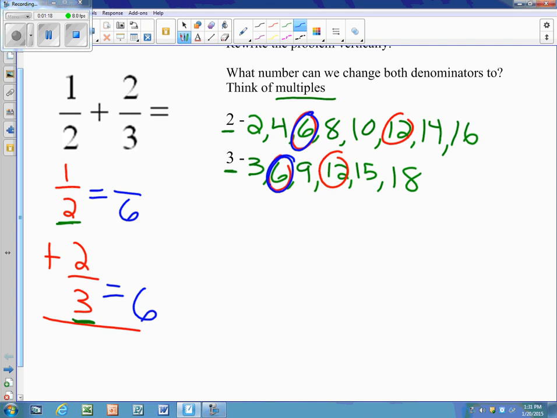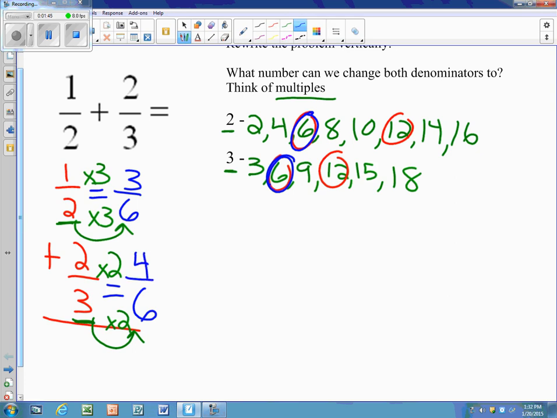So now we're going to ask ourselves, what did I do to this 2 to get to 6? Well, I multiplied it by 3. So in that case, I must multiply the numerator by 3 as well. And when I do that, I get 3/6. Then I look over here. What did I do to the 3 to get to 6? I multiplied it by 2. So I must multiply my numerator by 2. And that gets me to 4.